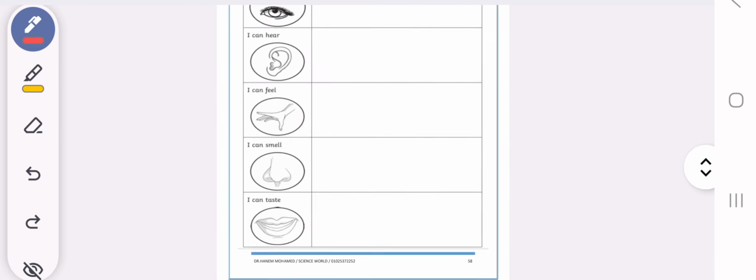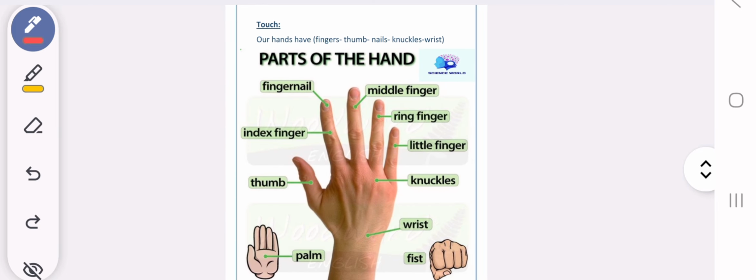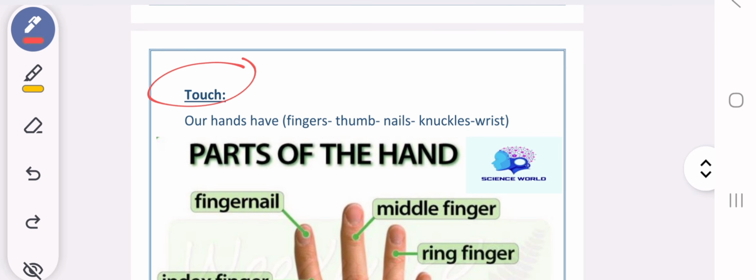Okay? After this, let's talk about the first sense, touch. So we need to know more about touching. This is the first sense we are going to talk about, touch. We can touch with our hands or our skin, but we are going to talk about our hands.